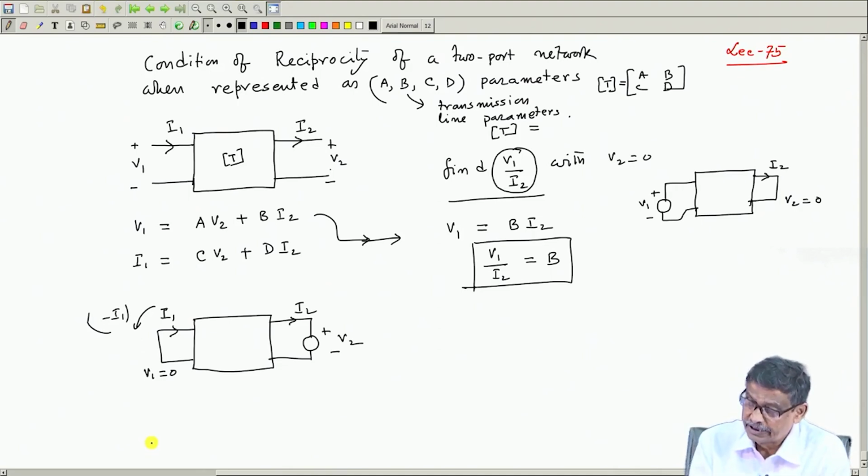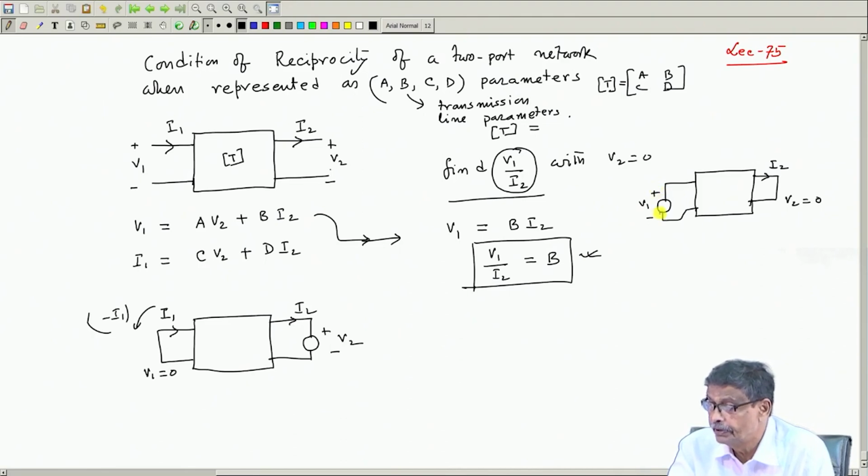That is V1 by I2 in this case. The direction of I2 in this case and the direction of I1 should be consistent; that is the ratio, that is what the reciprocity theorem tells us. So V1 by I2 I have calculated, I will keep it. In which mode? This is V1, and the current is coming out from this output port.